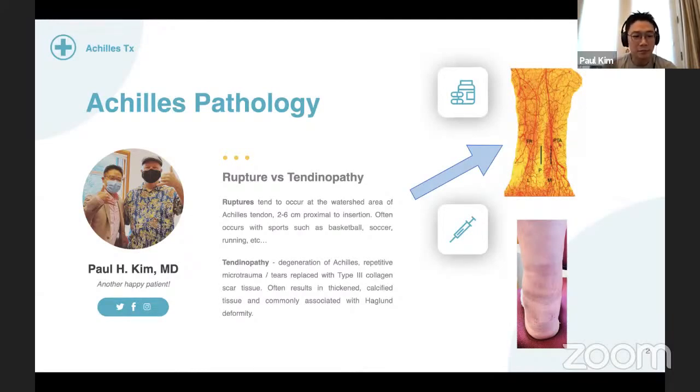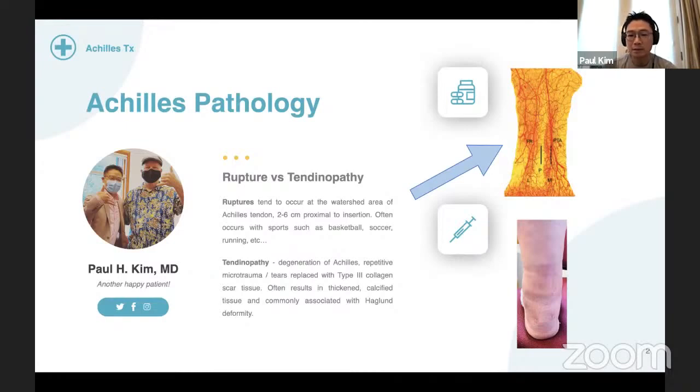And this is a picture of my patient who I wanted to include, and I'll show a picture of him walking after his Achilles rupture surgical repair. And that's a picture of his ankle 6 weeks out from his surgery. The other topic we'll be focusing on today is Achilles tendinopathy.